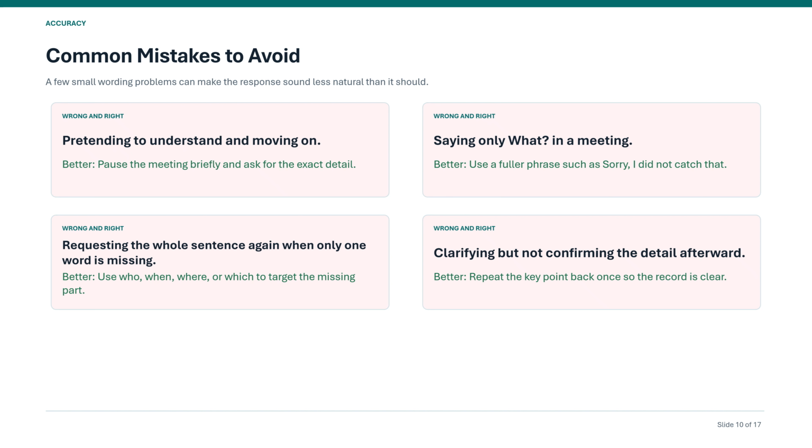Point 3. Avoid requesting the whole sentence again when only one word is missing. Instead, use who, when, where, or which to target the missing part. Point 4. Avoid clarifying, but not confirming the detail afterward. Instead, repeat the key point back once so the record is clear. These corrections matter because small wording choices change whether your English sounds natural and professional.